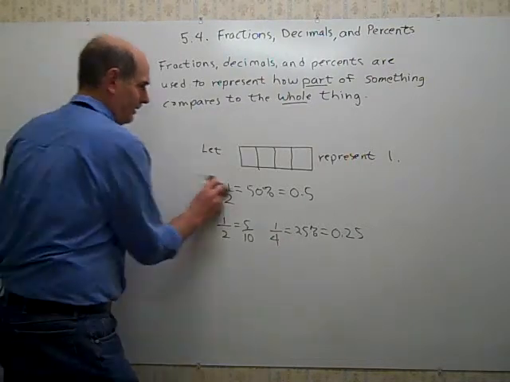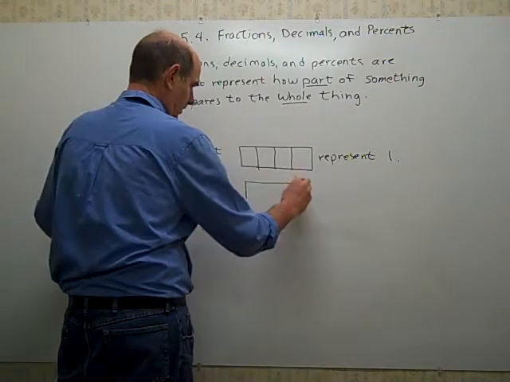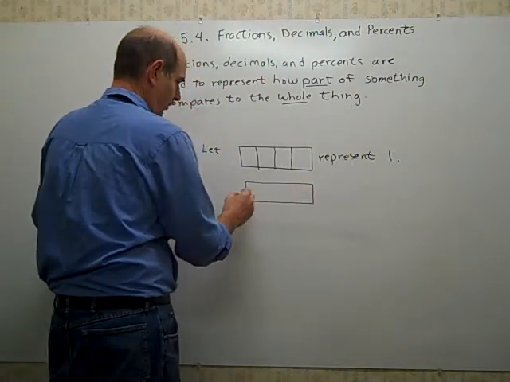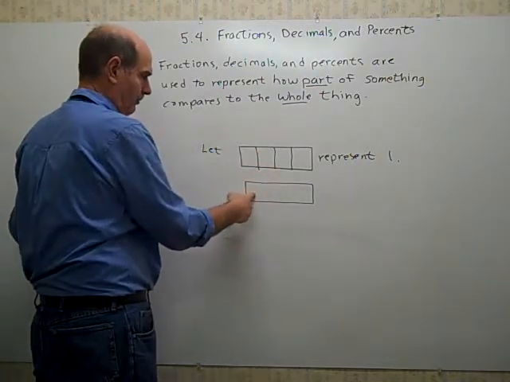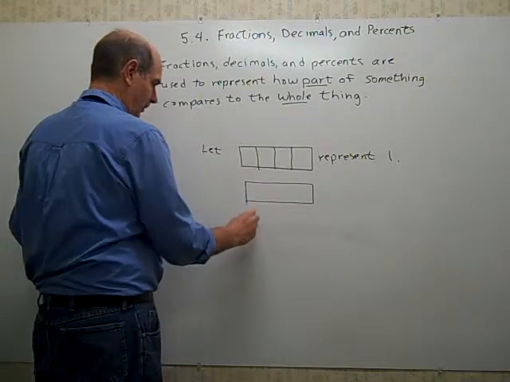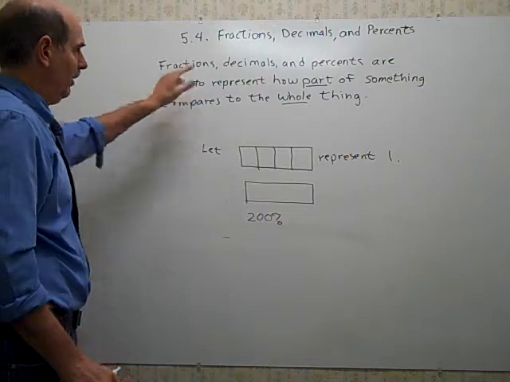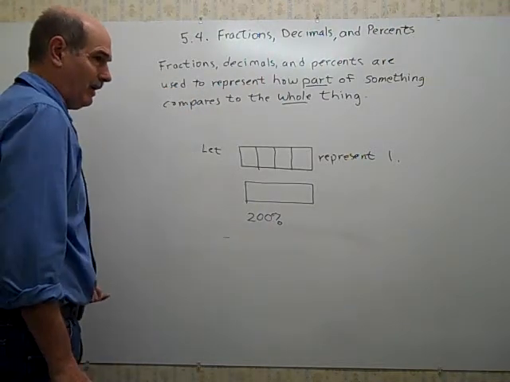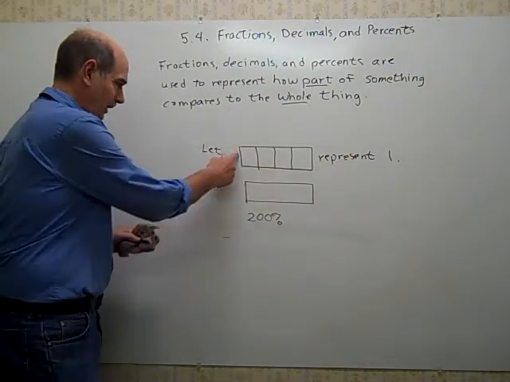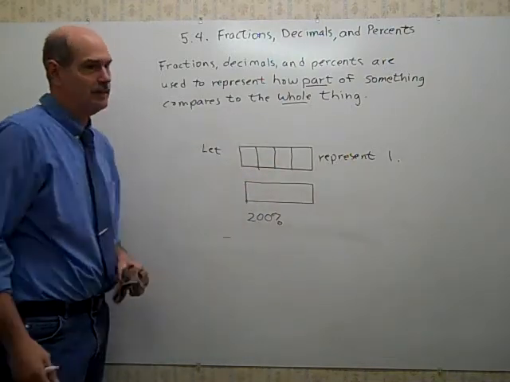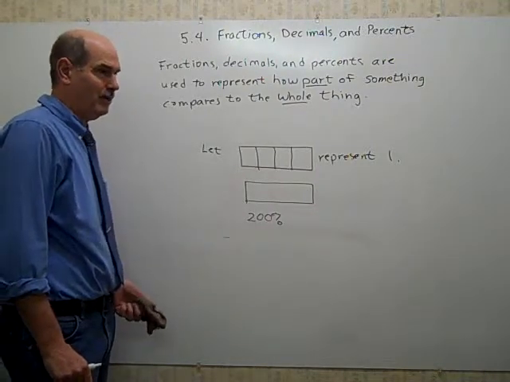So what happens if I draw another rectangle that's exactly the same, congruent to this one? If this was 100%, then this is also 100%, so together they must make 200%. And if you think about this definition of the part comparing to the whole, now I'm actually saying the part is 2 of these. This is the whole thing, and the part I'm talking about is 2 of them.